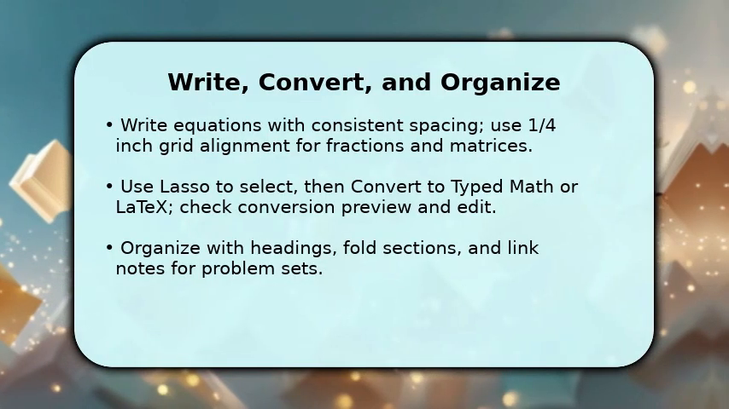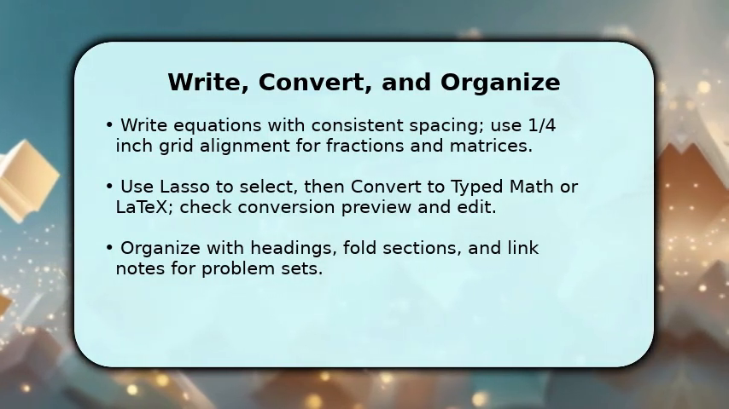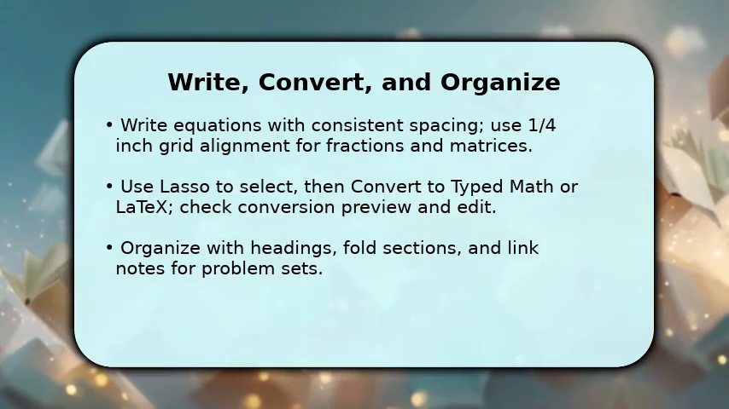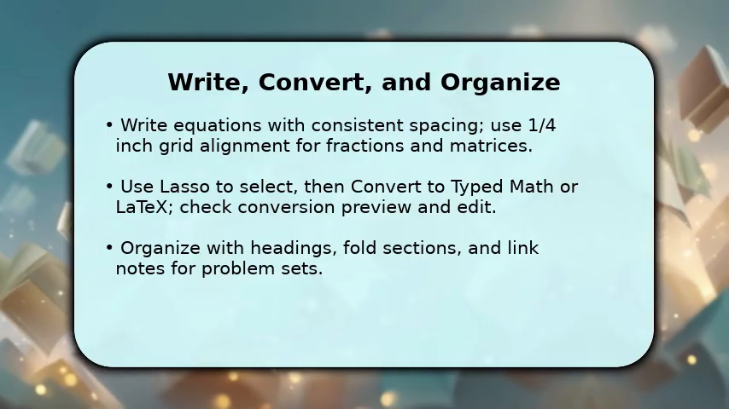Once you have a block of work, use the lasso tool to select it, tap Convert to get typed math or LaTeX, and inspect the preview. Make corrections inline if operators or superscripts misread.